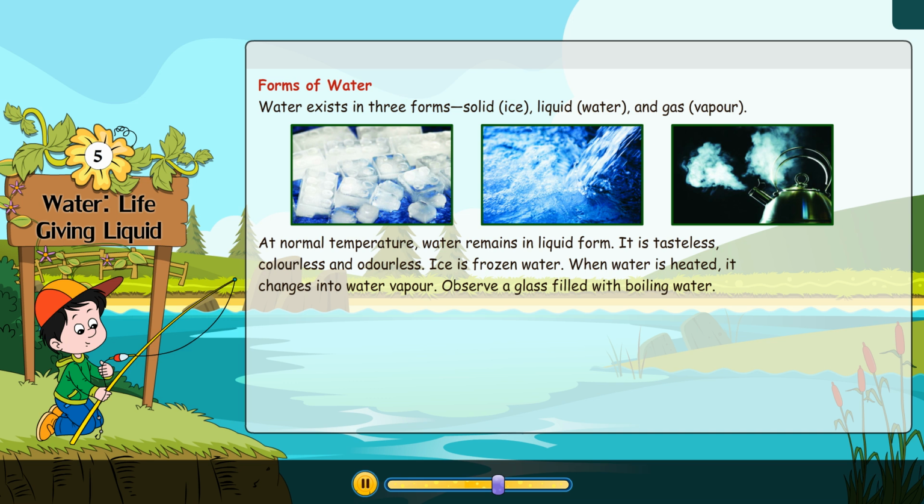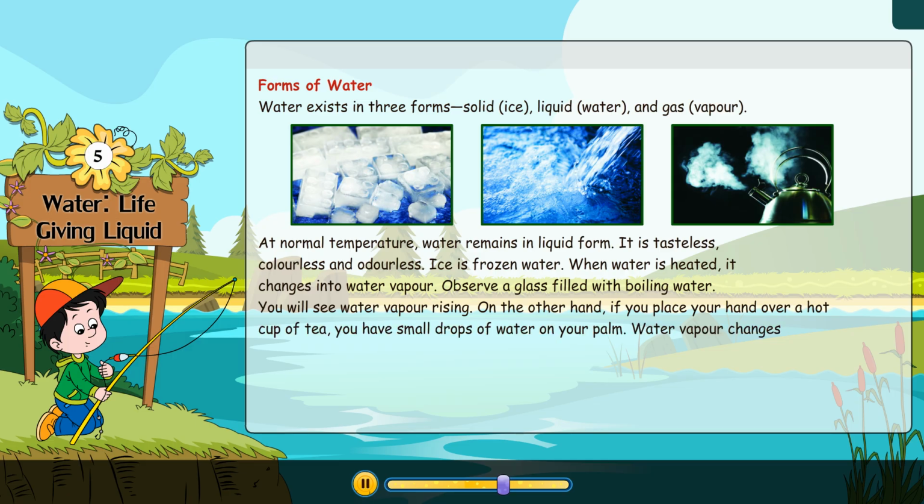When water is heated, it changes into water vapor. Observe a glass filled with boiling water. You will see water vapor rising. On the other hand, if you place your hand over a hot cup of tea, you will see small drops of water on your palm. Water vapor changes into water on cooling.